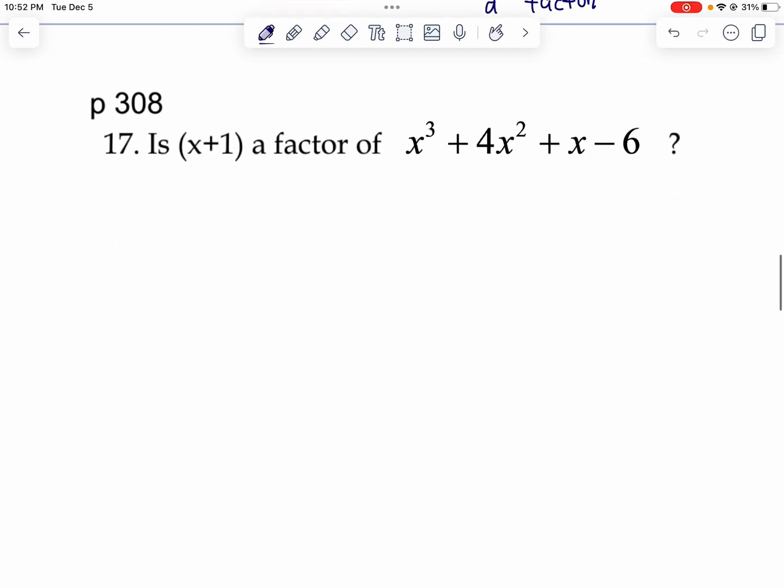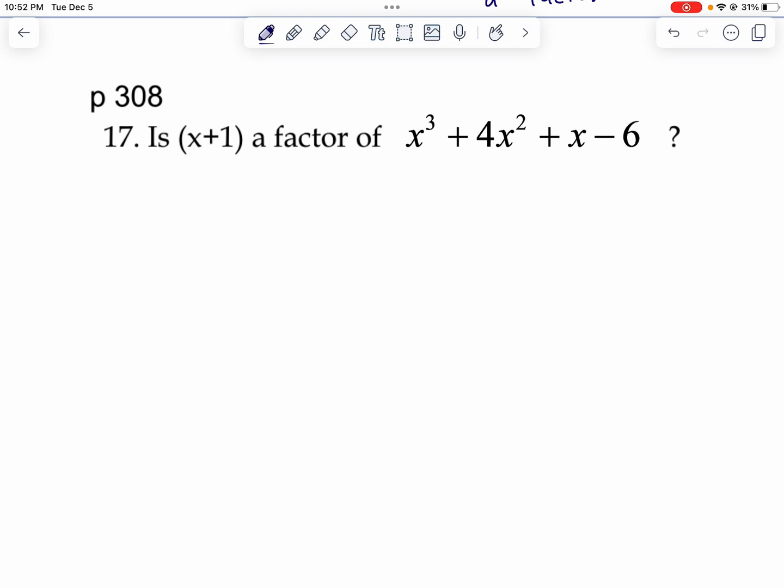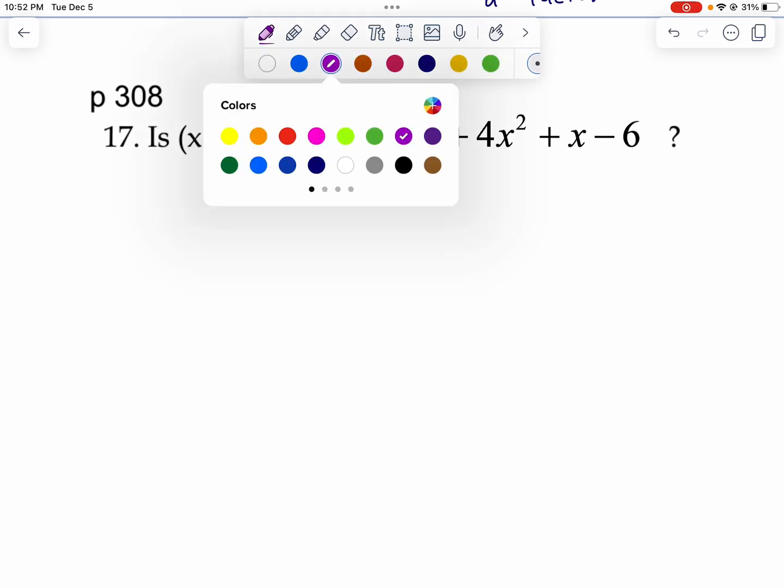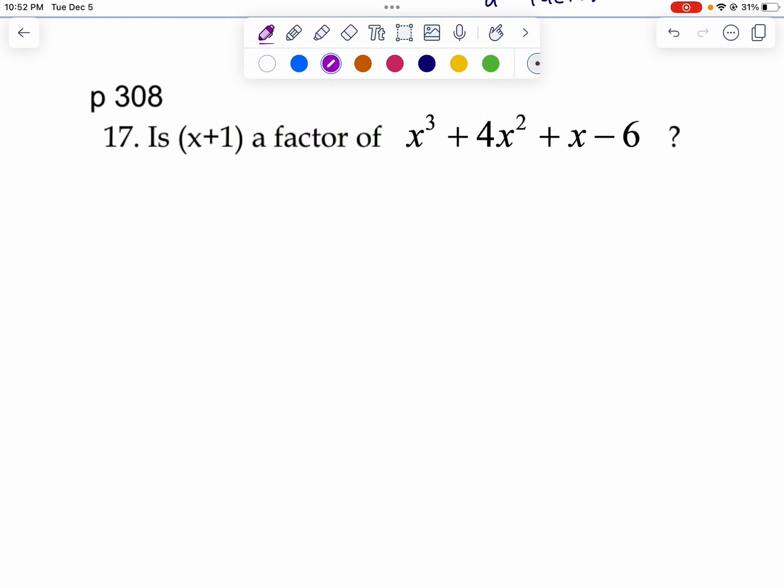So if they ever ask you, is x plus 1 a factor of x cubed plus 4x squared plus x minus 6? Our first line of defense will be, can we do synthetic division and will there be a remainder? So with synthetic division, remember, we write the coefficients down in order of highest power to lowest power. So the coefficient here is 1, cubic term. My quadratic term is 4.